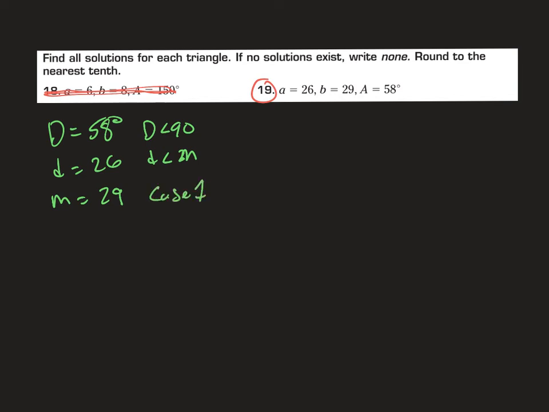I have to figure out which subcase it is, though, and for that I need to compute the height. So I have to do 29 sine of 58 degrees. After typing that in on my calculator, I came up with about 24.6. d is greater than 24.6, right? 26 is greater than 24.6. So this is case 1C. This is 2 solutions, so we have to do double the work.